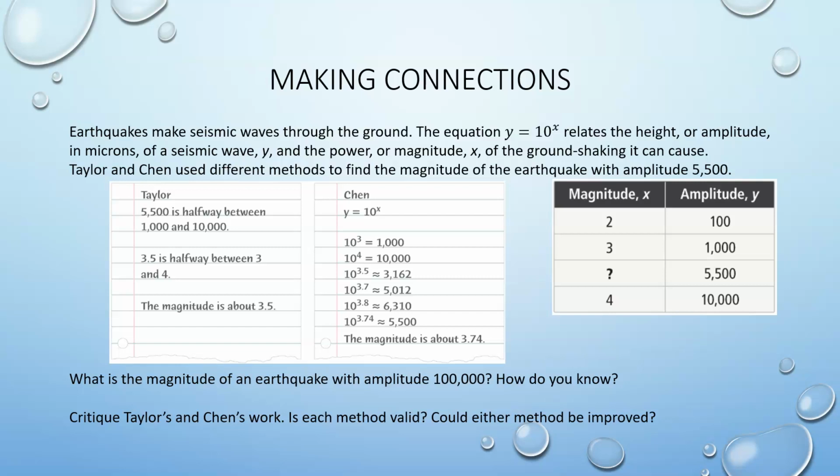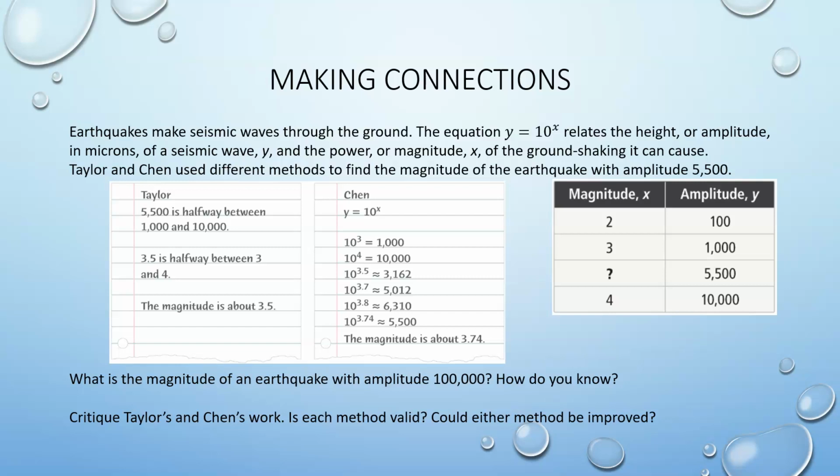In this problem, you can see that earthquakes make seismic waves through the ground. The equation y equals 10 to the x relates the height or amplitude in microns of a seismic wave y, and the power or magnitude x of the ground shaking it can cause. Taylor and Chen used different methods to find the magnitude of the earthquake with amplitude 5,500.